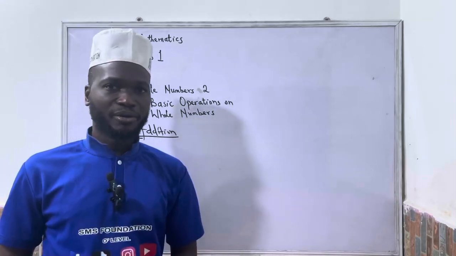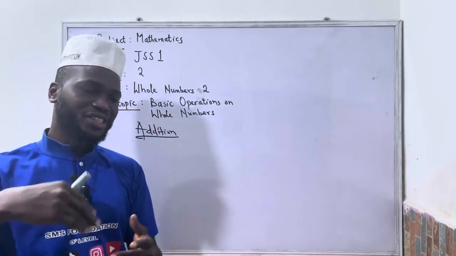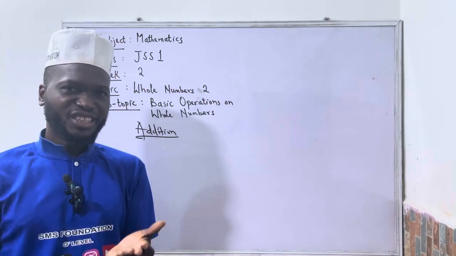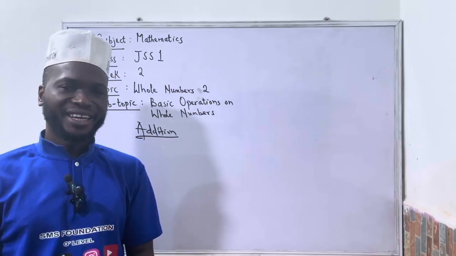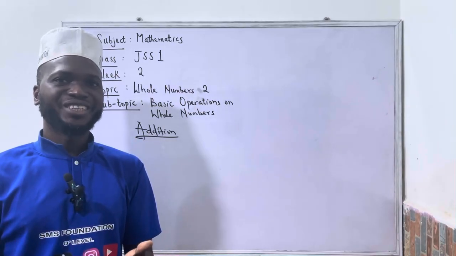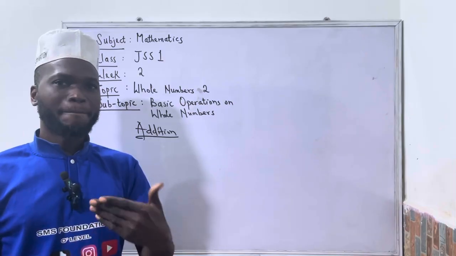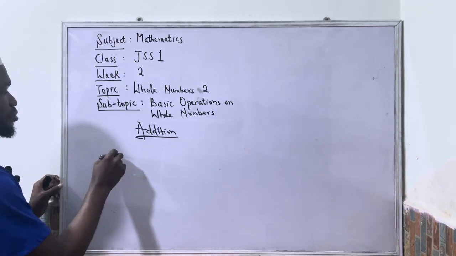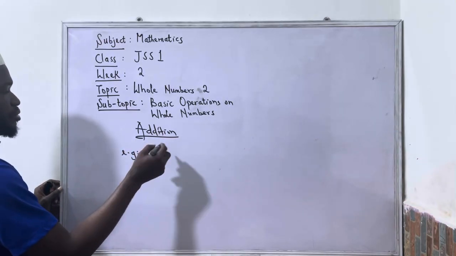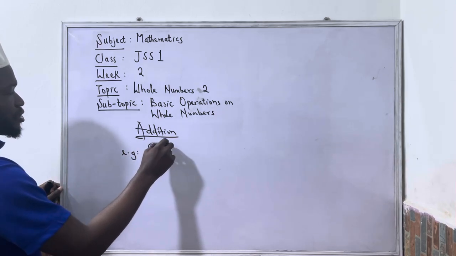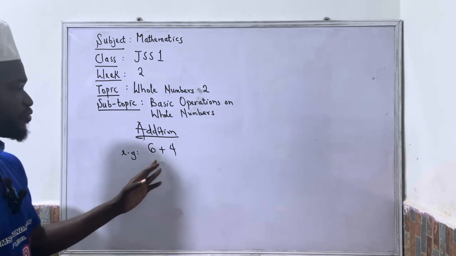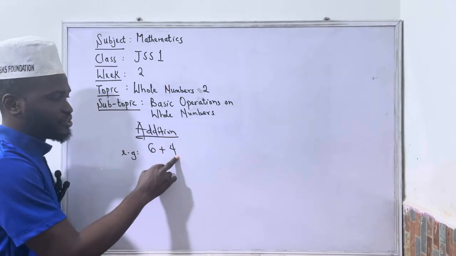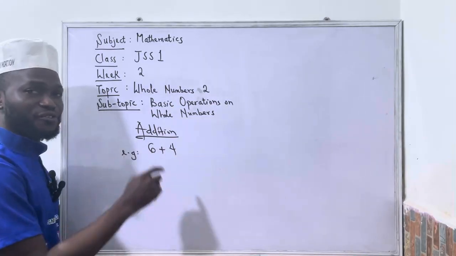So according to your syllabus, we are asked to deal with addition again. Now, I said it in the last video that addition is the process of increasing one number by another number, or the process of increasing one quantity by another quantity. So very simple. For example, I can have something like 6 plus 4. 6 plus 4 simply means I want to increase 6 by 4 units.